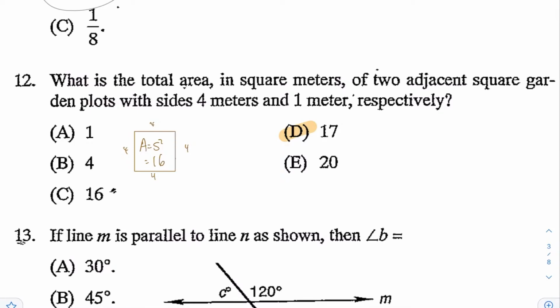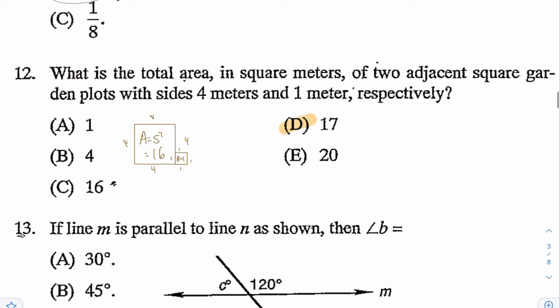But they also have another plot. And here this has a side of 1. So the area is just equal to 1. So you want to do 16 plus 1, which is equal to 17, which is choice D. So again, the area of a square is equal to side squared.